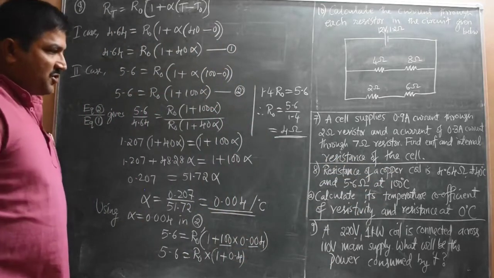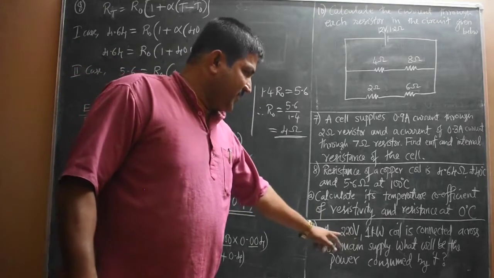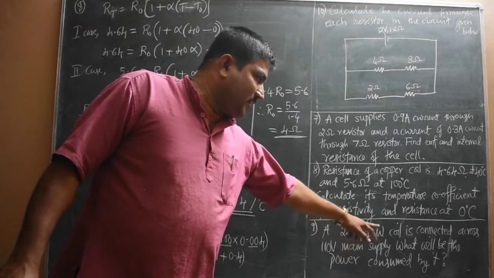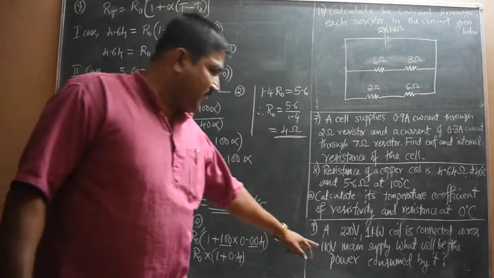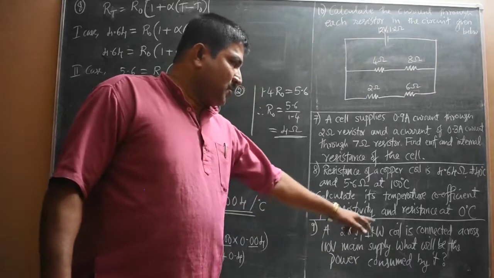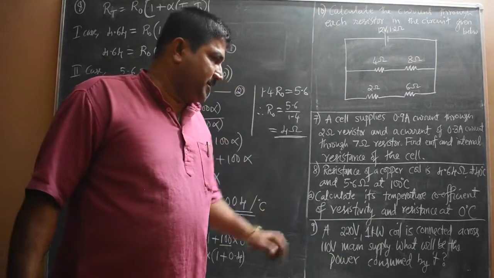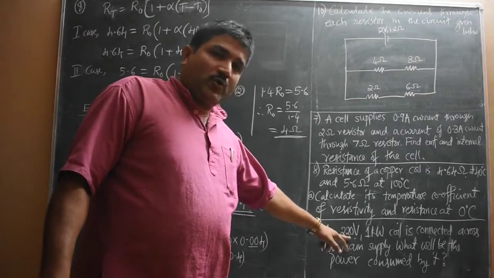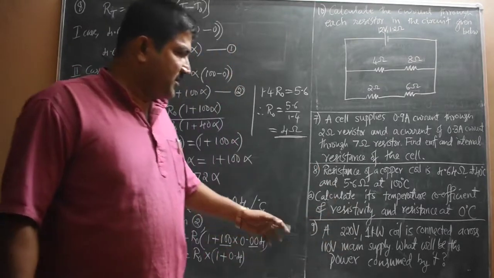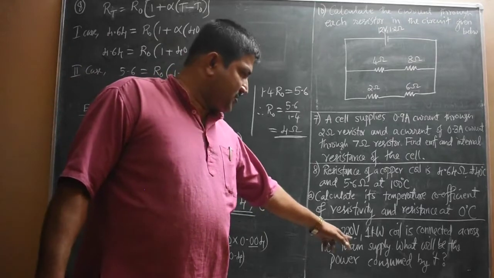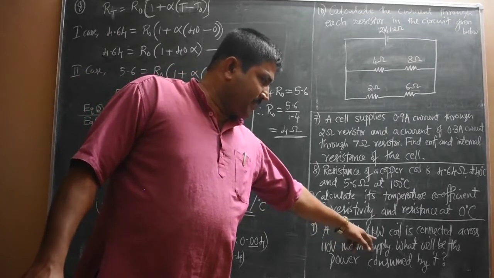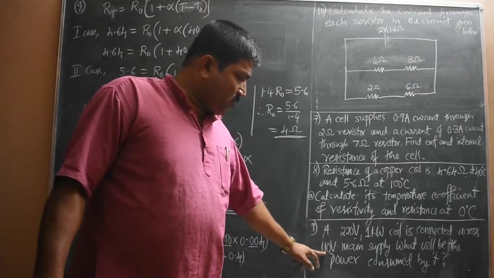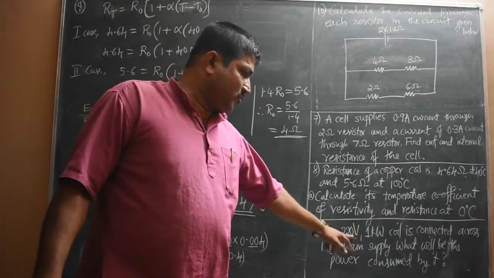Now we will move to question number 9. Very simple question for 2 marks. A 220 volt 1 kilowatt coil is connected across a 110 volt main supply. What will be the power consumed by it? So there is a coil whose standard operating voltage is 220 volt, the normal household circuit RMS value of voltage, and its power rating is 1 kilowatt. Now if such a coil is connected to just a 110 volt power supply, not 220.